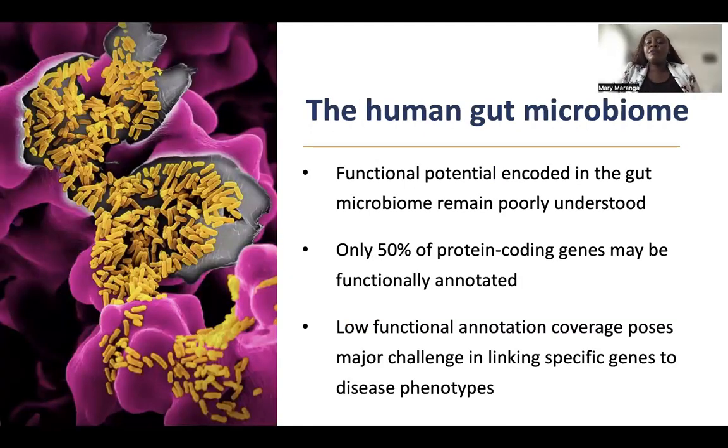I'll start by giving a brief introduction of why protein function matters. As we know, the human gut microbiome plays an important role in health and metabolism. And so far, the functional potential encoded in the gut microbiome remains poorly understood. This is mainly because only 50% of protein coding genes may be functionally annotated. This is the functional information coming from experimental sources and computational inferences. And this low functional annotation coverage poses a major challenge in linking specific genes to disease phenotypes.